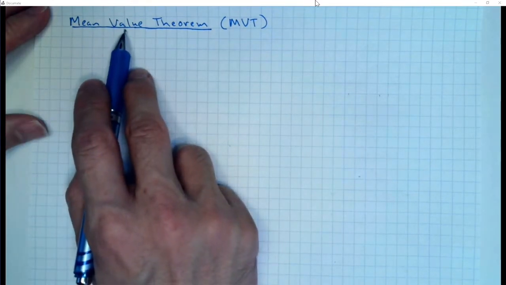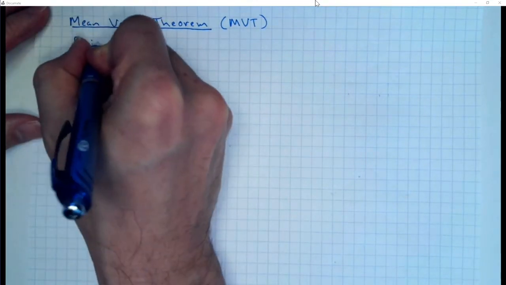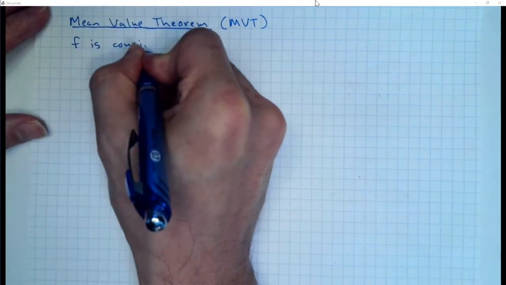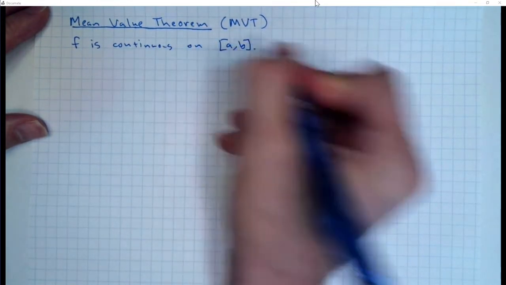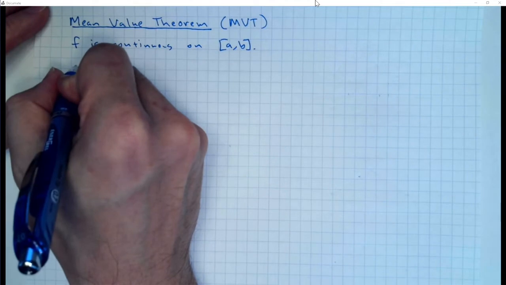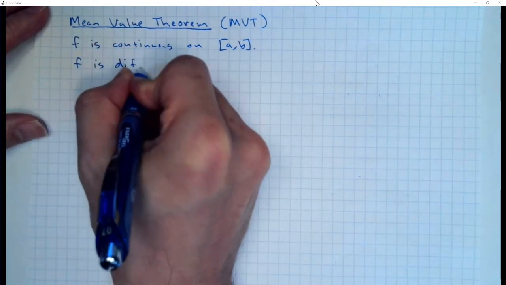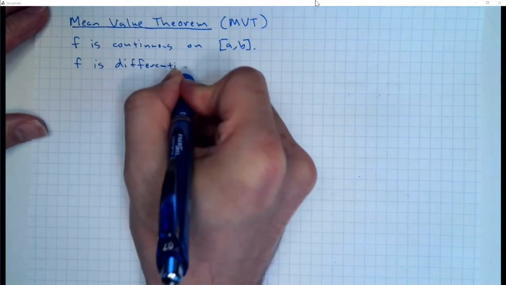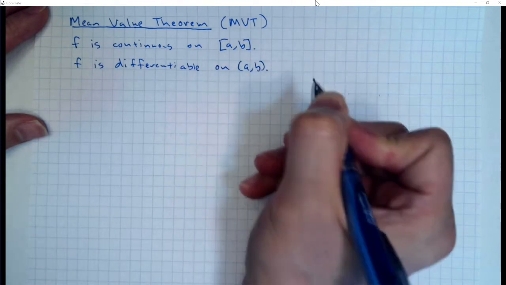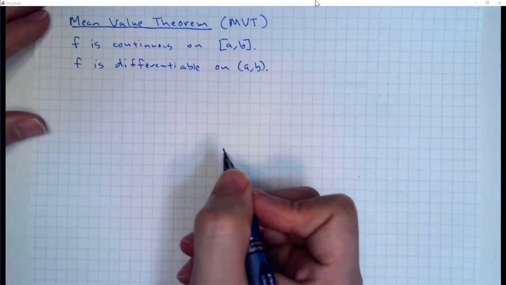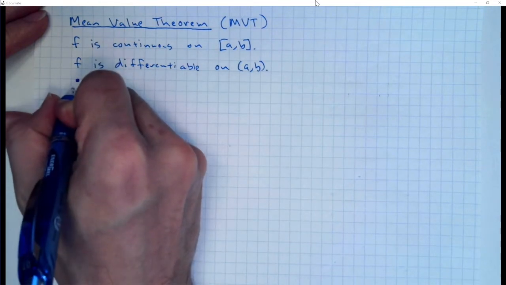Step 1 for mean value theorem usage. Establish continuity. F is continuous on the closed interval a comma b. Step 2, establish differentiability. F is differentiable, smooth, on a comma b. That's it. Those are the only two preconditions for mean value theorem. You can make your triple dot statement.